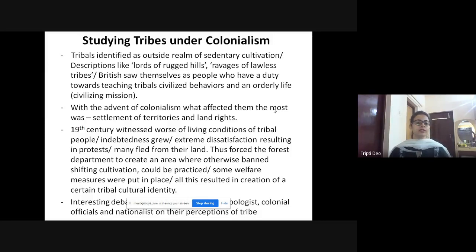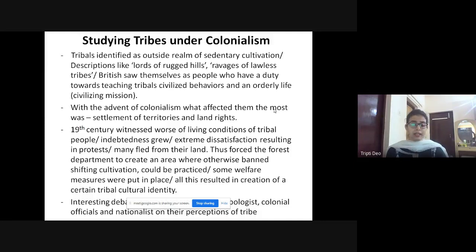The 19th century witnessed the worst of living conditions of tribal people, and you will see that the entire 19th century witnessed a huge number of tribal uprisings across India, because tribals were being affected as forest laws were being made, land settlements were being made, the permanent land revenue system, the Mahalwari, Rayatwari, all of this affected them. It enclosed land to a certain purpose. Not everybody could use land that openly. So because of this, indebtedness grew, and extreme dissatisfaction led to many protests in the 19th century by tribes.